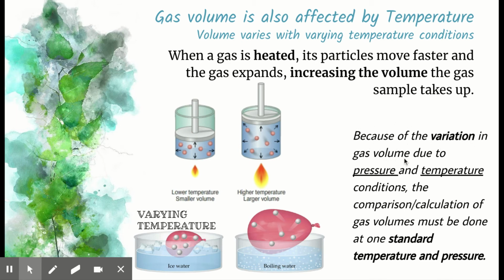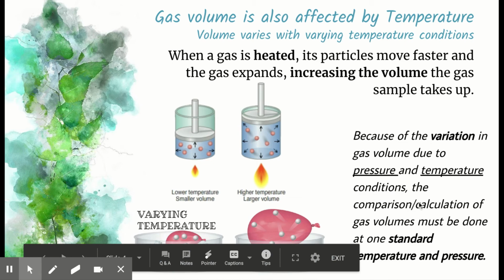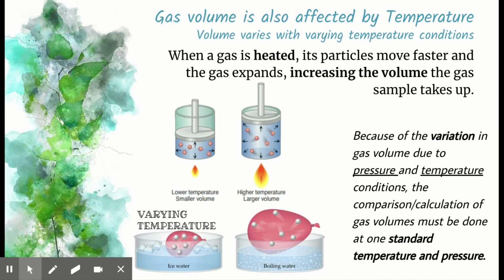Because of the variation in gas volume due to pressure and temperature conditions, the comparison or calculation of gas volumes has to be done at standard temperature and pressure. If you change the temperature or the pressure, you're going to change the volume of gas produced in a reaction. So chemists have decided to set one standard temperature and pressure where they can accurately calculate the volume of gas that may be either used or produced during a reaction.